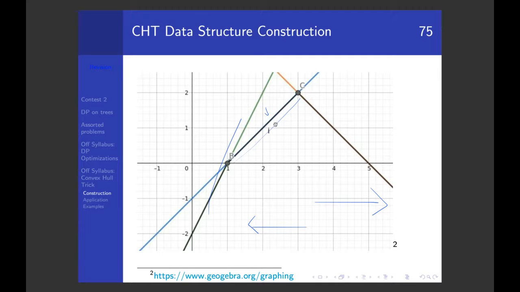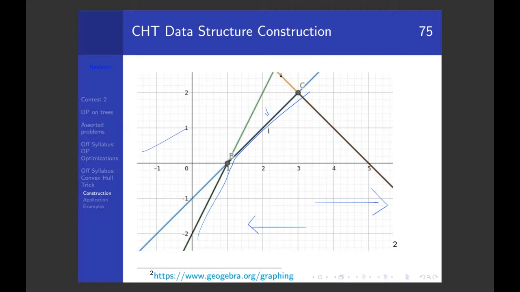Also, these lines are in decreasing order of slope because, again, a line will only ever overtake a line if it has smaller slope, because consider the intersection of two lines. Before the intersection, the one with bigger slope wins, and after the intersection, the one with smaller slope wins. So we have these lines ordered by their slope, and they're each dominant for some range.